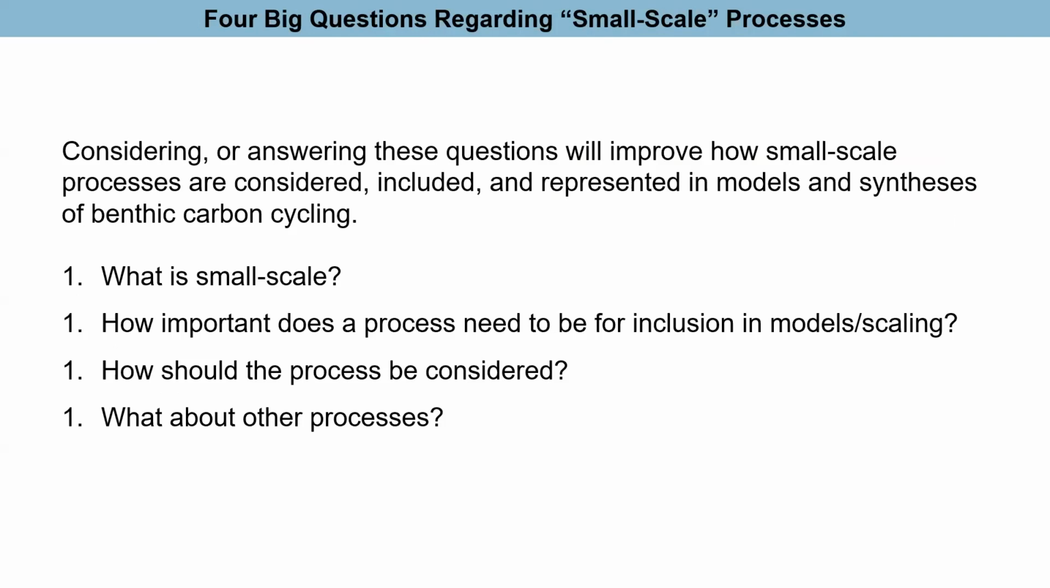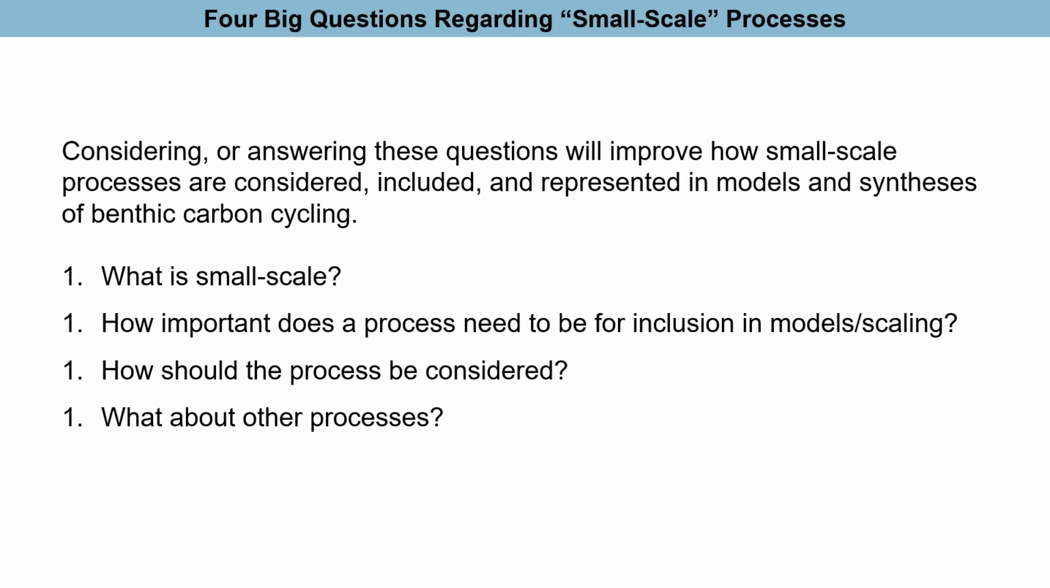And I have these four questions to consider when thinking about small scale processes, and trying to include them in biogeochemical models. The first thing we need to think about is what is small scale? How do we define small? Right? The second, and I think this might be the most important question, is how important does this process need to be for inclusion in our model or for our scale, right? Is it 3%, is it 10%? These are kind of arbitrary numbers, and we could argue about this all day.